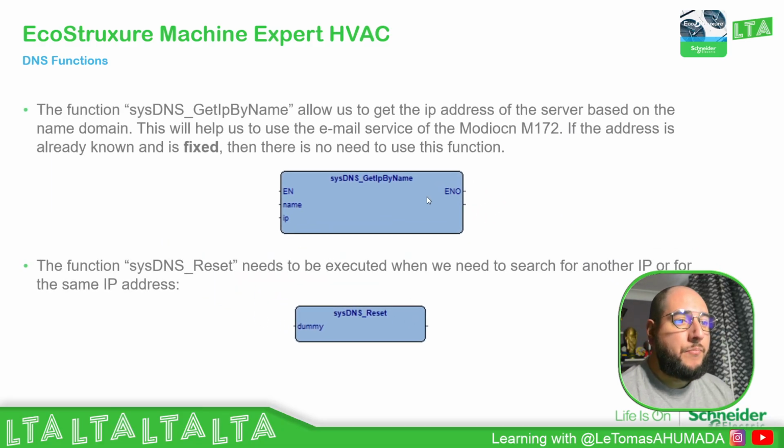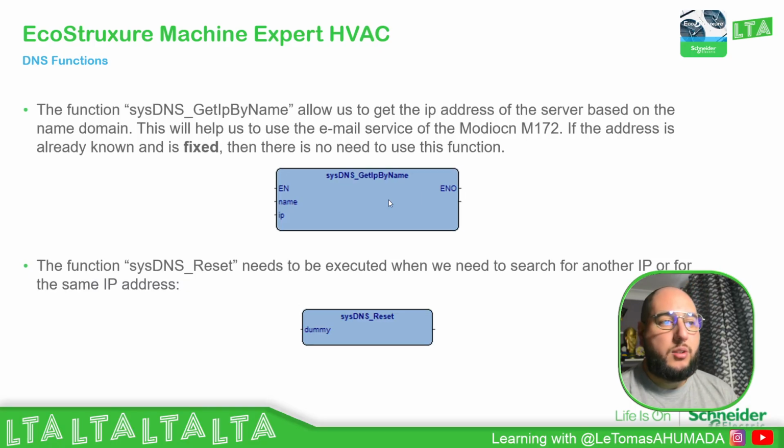The first one is the one that we need to execute. You provide the name of the domain of the server that we're going to use. In my case, it's going to be SMTP2GO. Then you need the IP address where the information is going to be stored. We just need to use ADR, and on the output we get the status of the function. Then below we have SysDNS_Reset, and we just need to execute it when we want to get another IP address or use the same one.